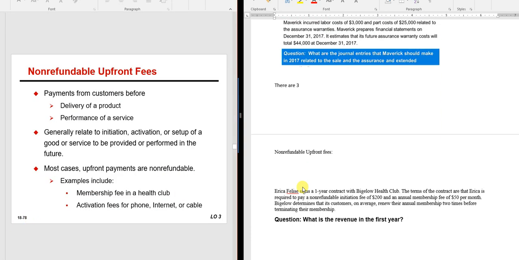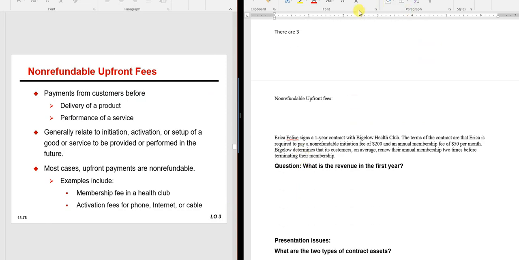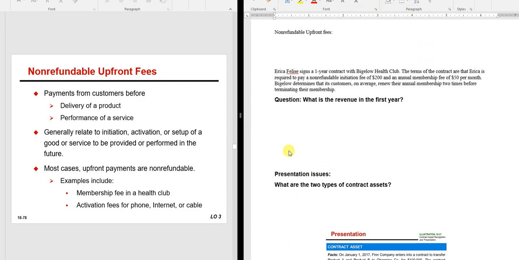All right, non-refundable upfront fees. I'll have to see how much longer we have yet. Non-refundable upfront fees are payments from customers before delivery of a product or performance of a service. Do we have setup of a good, et cetera. Such as a membership fee in a health club, or activation fees for phone or internet cable. What do you do with those?